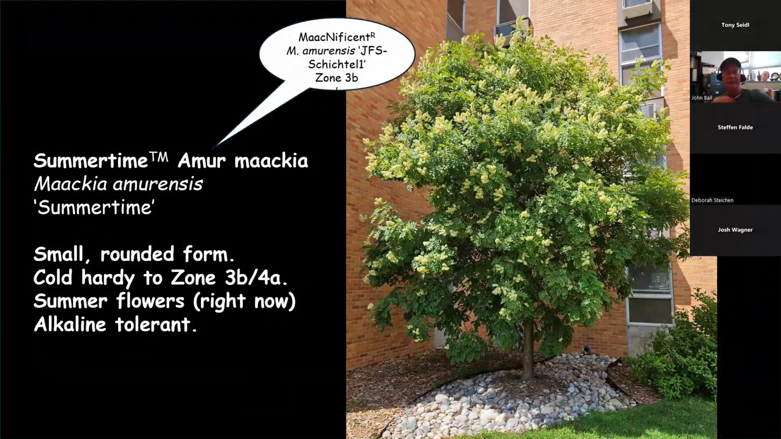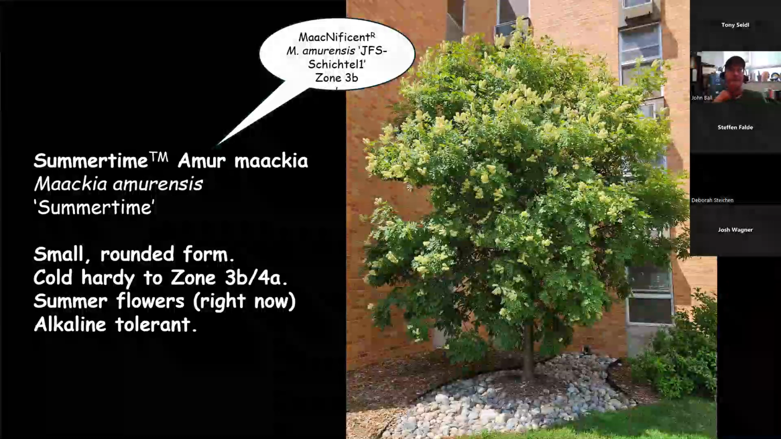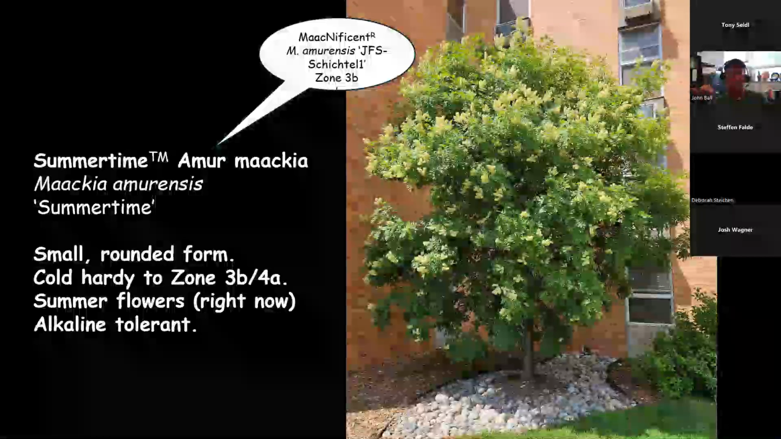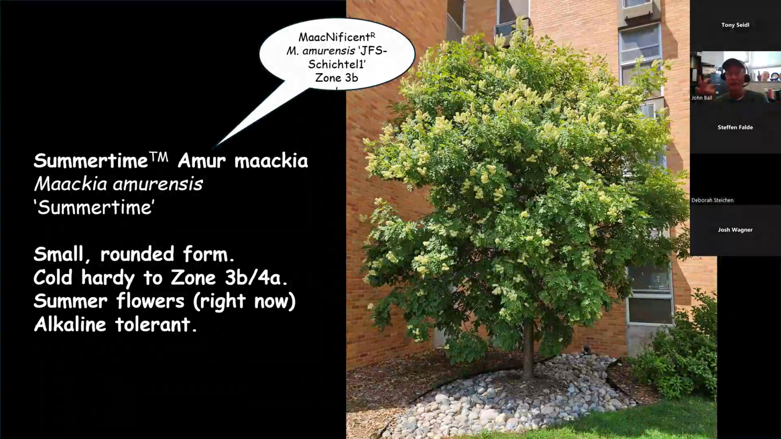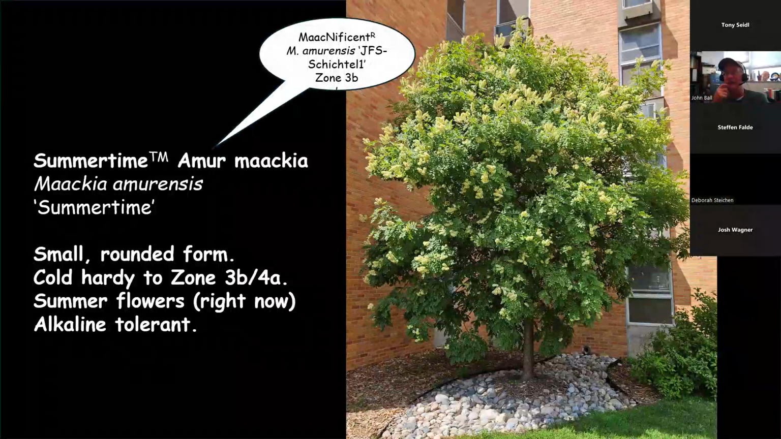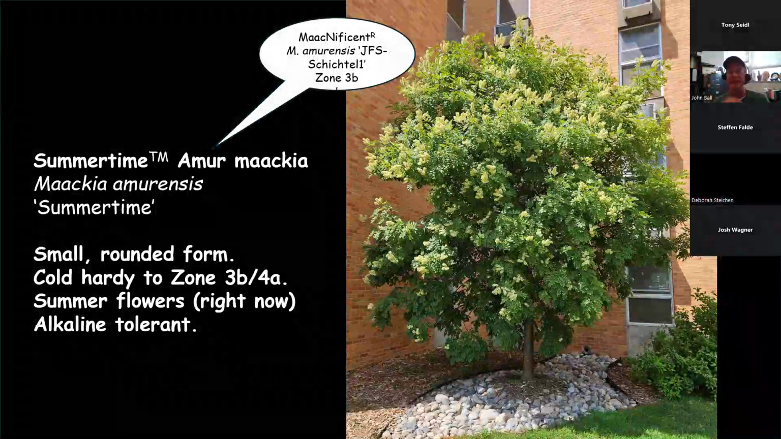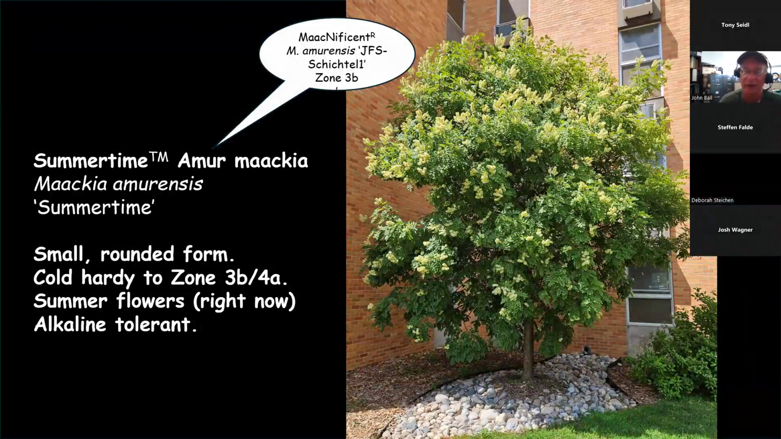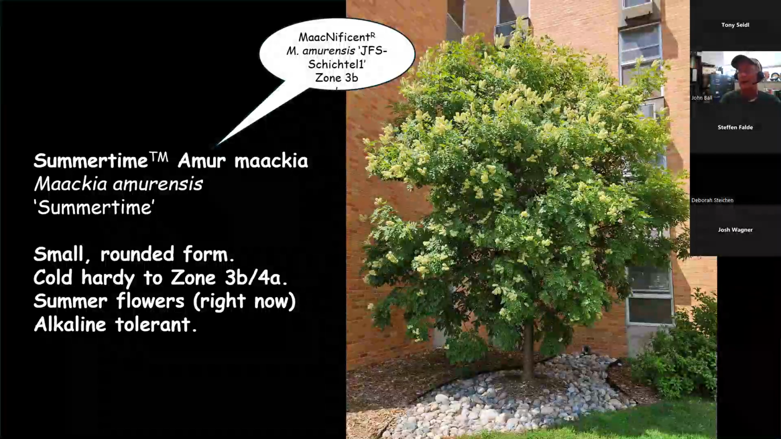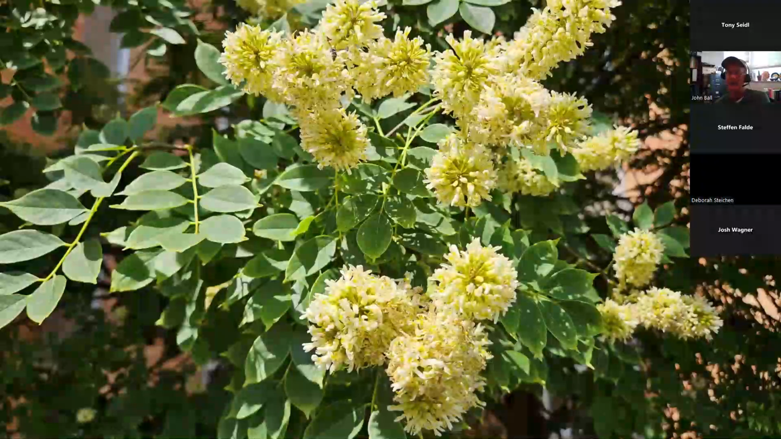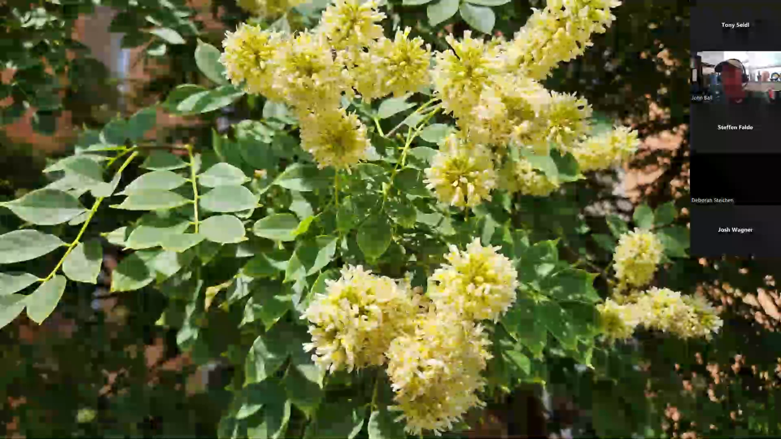Now I didn't misspell that name, Magnificent. Believe it or not, that's the cultivar name. You don't forget it, apparently. That's another cultivar. Summertime is the University of Minnesota introduction. This other one, Magnificent, is from a nursery out in Oregon, Frank Schmidt's nursery. But both are excellent trees. Look at the flowers. Aren't those pretty? And they're in bloom right now. And they smell like fresh cut alfalfa. I love it.